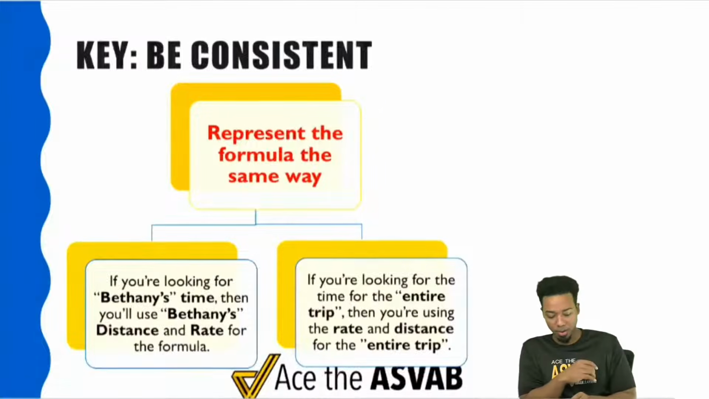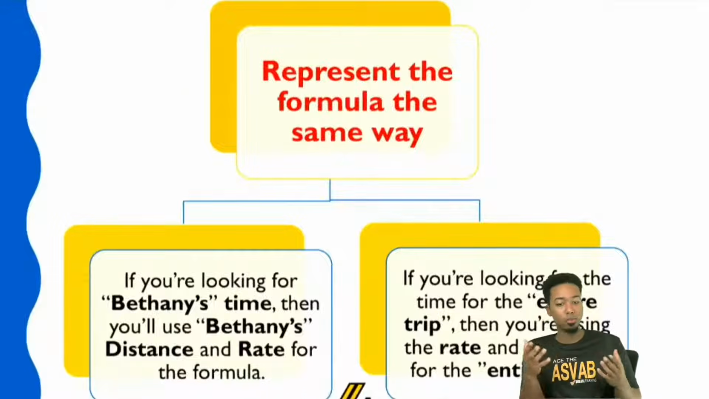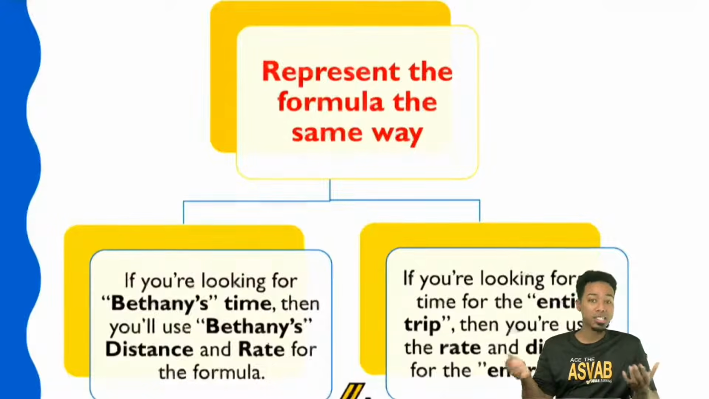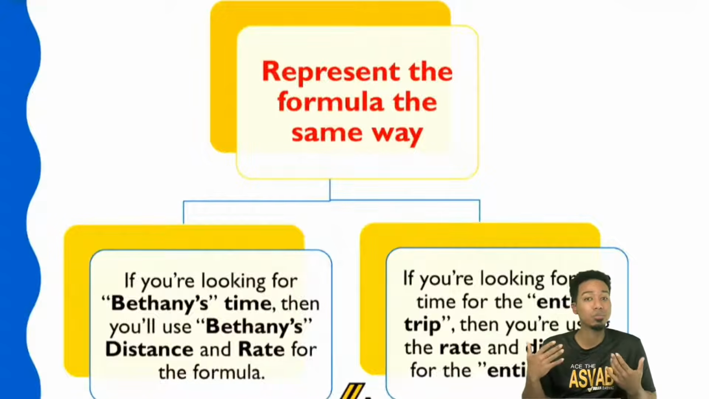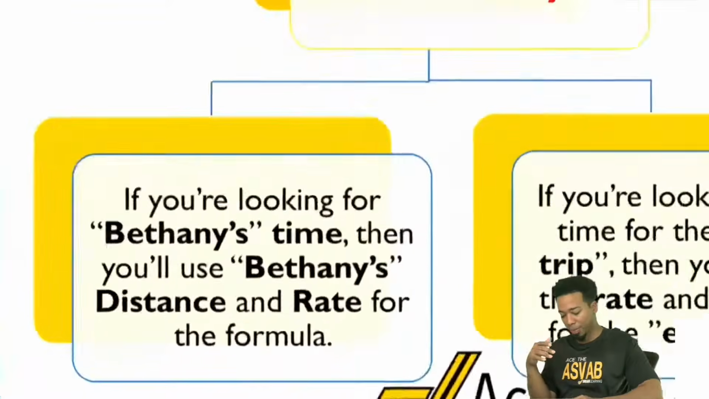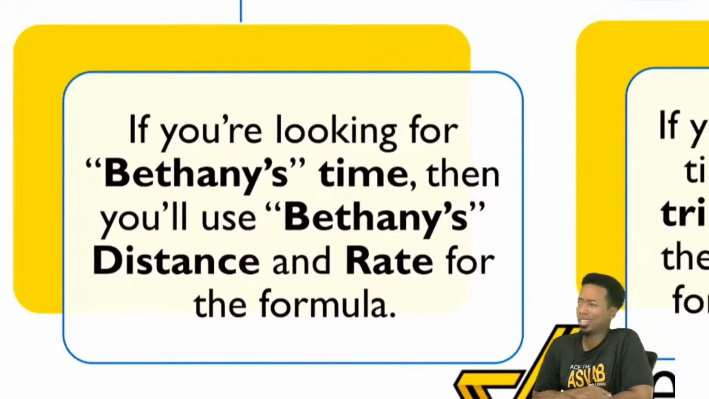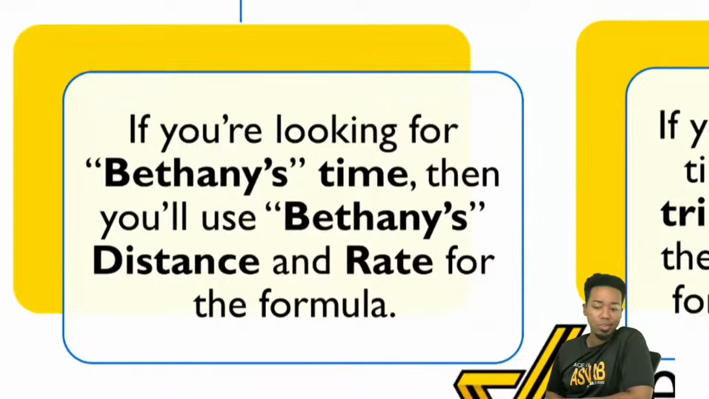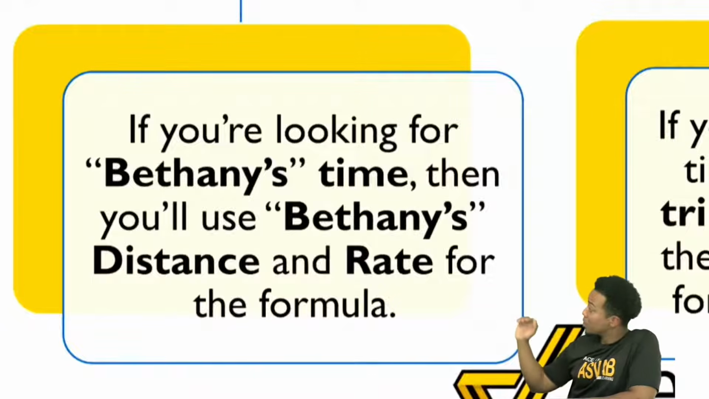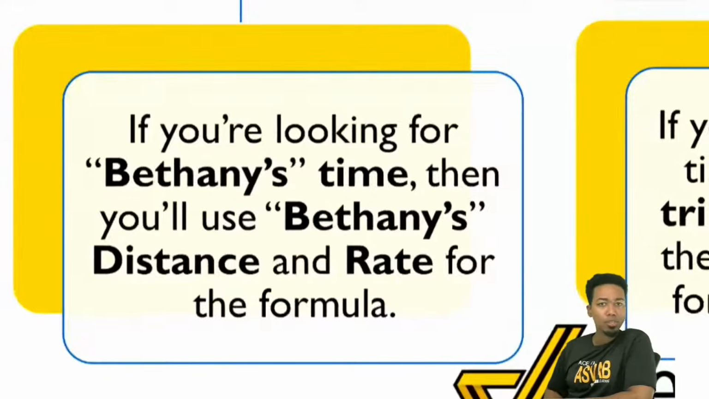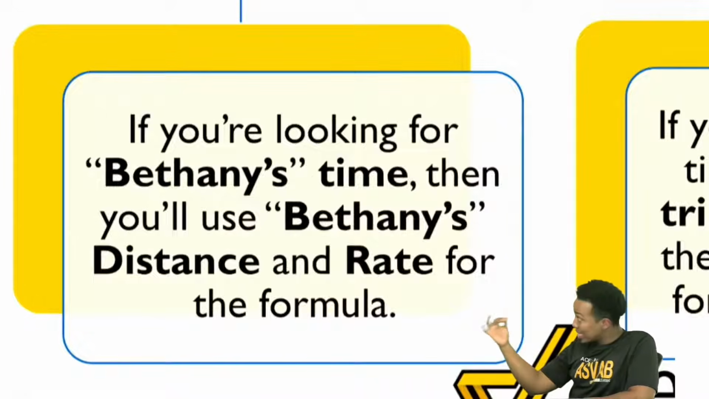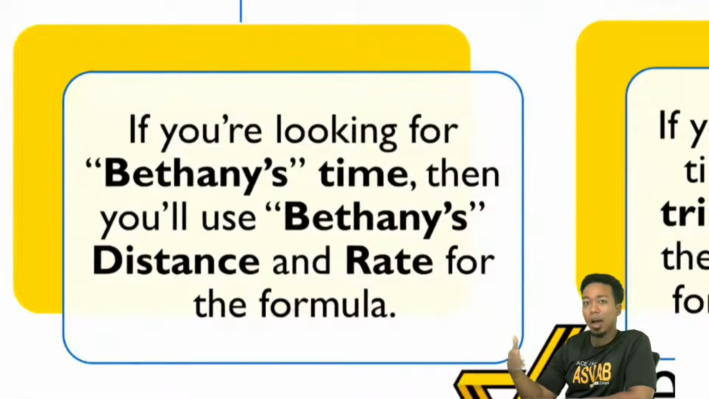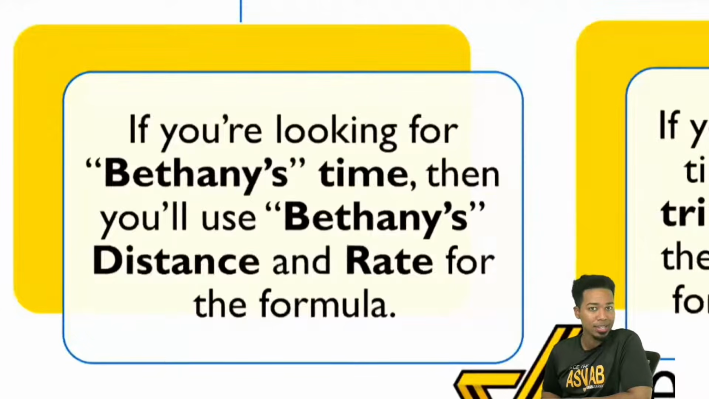So follow along with me here. When it comes to this formula and all formulas, it's about being consistent and representing the formula the same way. So for example, let's say we're talking about a situation with Bethany, and we're looking for Bethany's time in this situation. Well, if we're looking for Bethany's time to accomplish something, we need the distance that Bethany is trying to accomplish, and we need the rate that Bethany herself is accomplishing this task at.